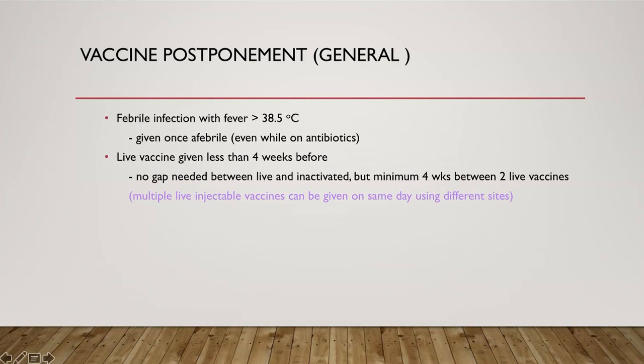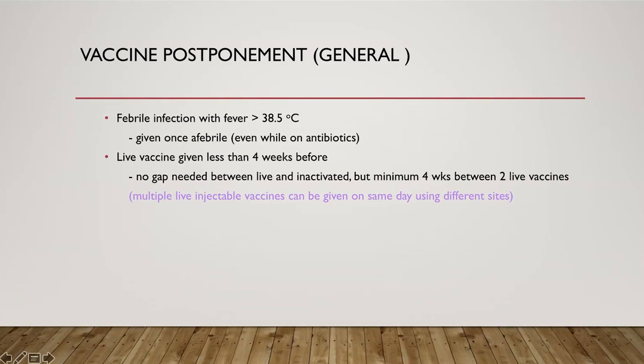Even while the child is on antibiotics, most vaccines can be given. Live vaccines are given less than 4 weeks before. So if there's a live vaccine which has to be given less than 4 weeks after another live vaccine, you need to delay it until a 4-week gap is present.